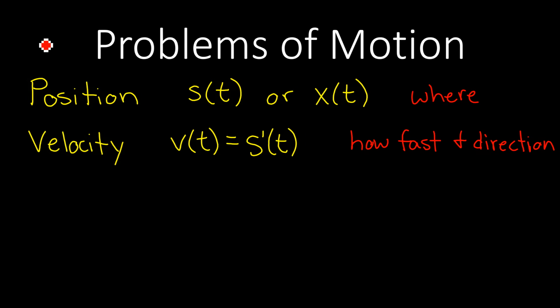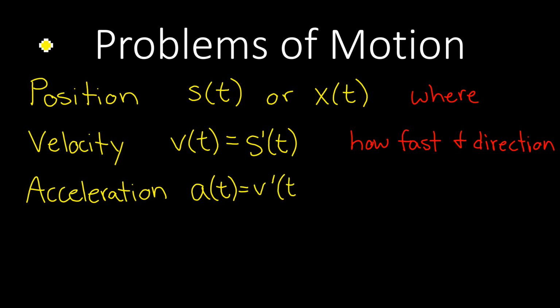Our last part is what's called our acceleration function. Acceleration, you're usually going to see as a of t. The nice thing about that is our acceleration is the derivative of our velocity function, which in turn is also the same thing as the second derivative of our position function. So it's kind of a ladder, right?